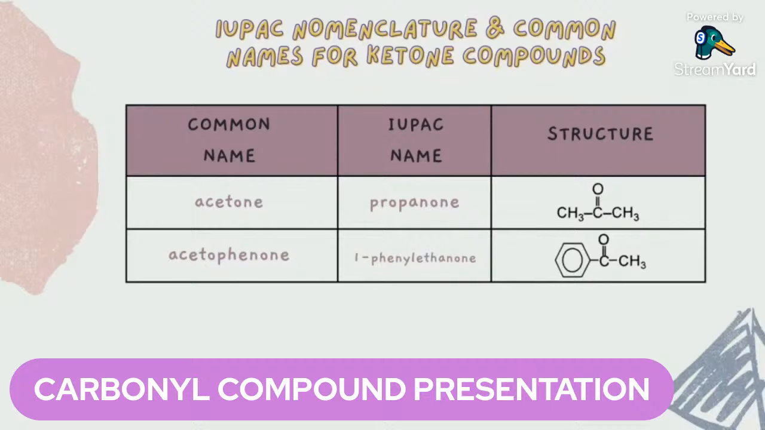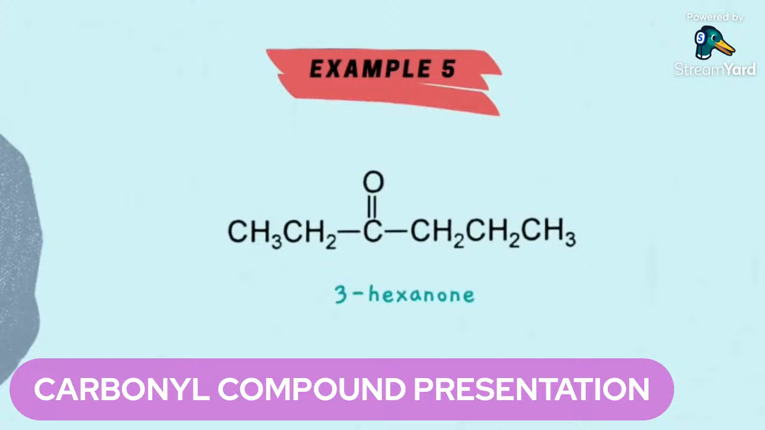Next, let's try naming some ketone compounds. The only condition we need to know is that the C=O in the longest carbon chain must get the lowest number. Starting with the C=O here, we then find the longest carbon chain. In this structure, we get 6 carbons, named hexanone as the parent name, and the position of the C=O is at carbon number 3. So the full name is 3-hexanone.